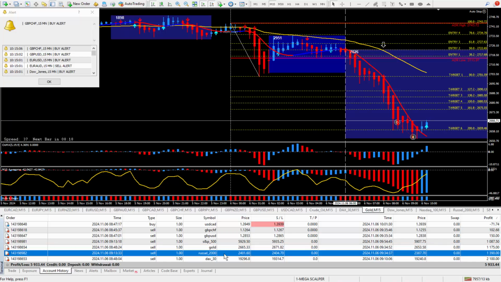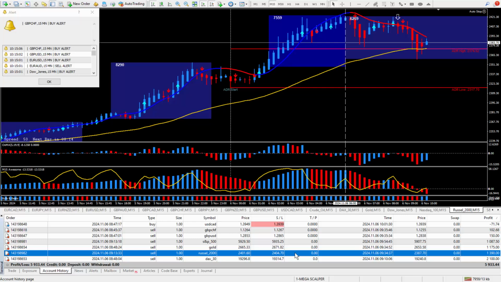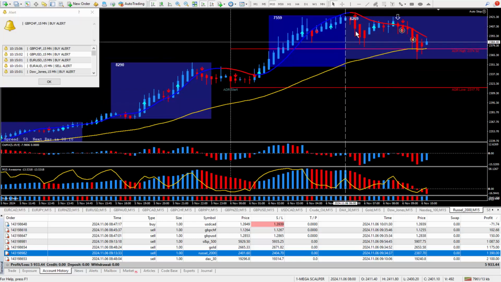Moving right along to the next trade is the Russell. Another one I sold, so let's drag and drop this up, see where I got in at.